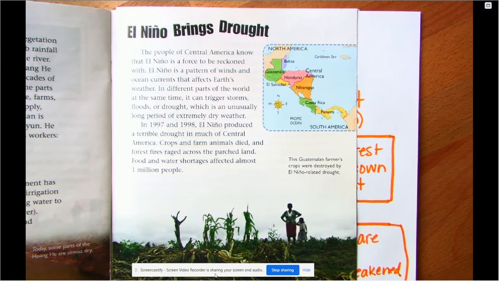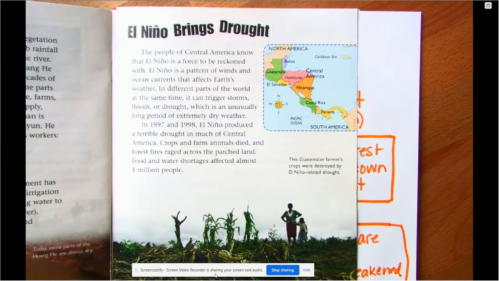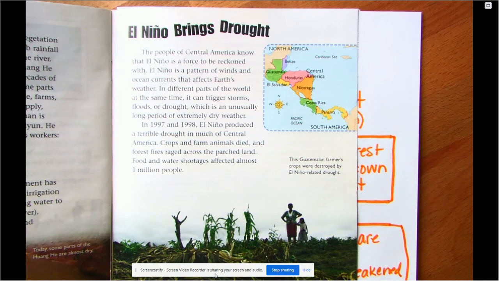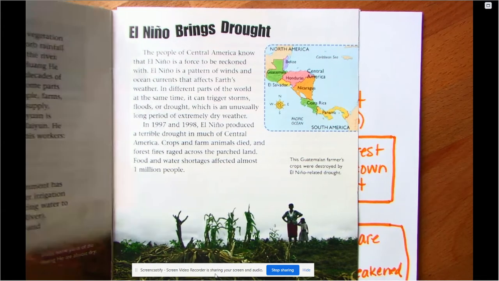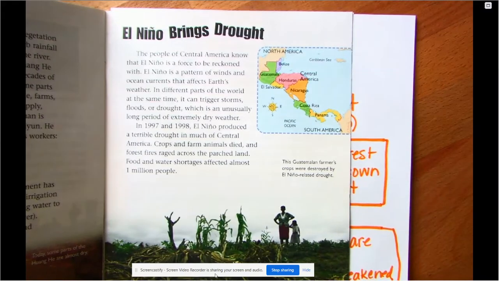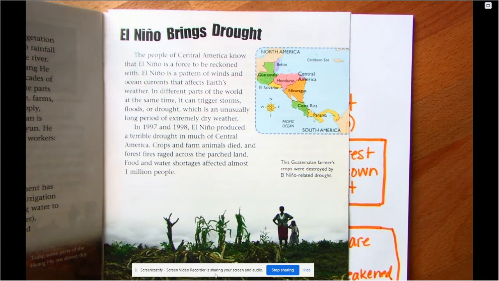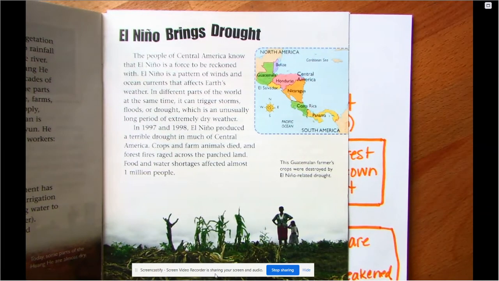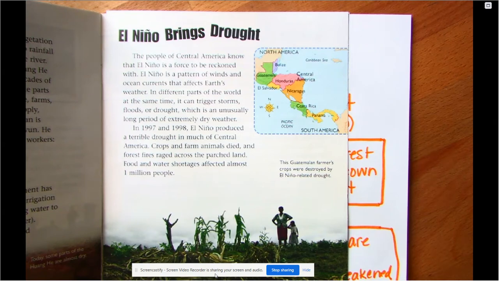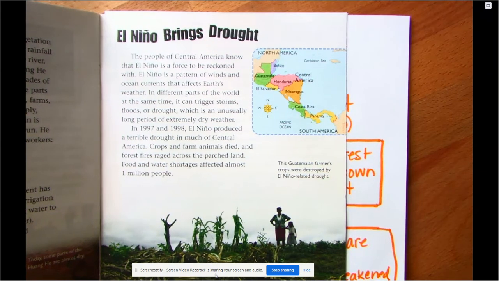The people of Central America know that El Nino is a force to be reckoned with. El Nino is a pattern of winds and ocean currents that affects Earth's weather. In different parts of the world at the same time, it can trigger storms, floods, or drought, which is an unusually long period of extremely dry weather. In 1997 and 1998, El Nino produced a terrible drought in much of Central America. Crops and farm animals died, and forest fires raged across the parched land. Food and water shortages affected almost 1 million people.